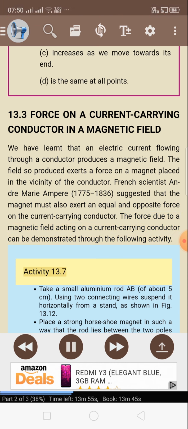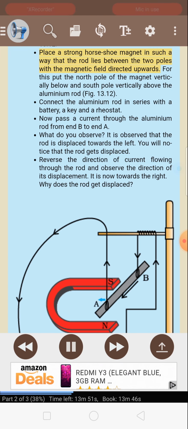Activity 13.7. Take a small aluminium rod AB of about 5 centimeters. Using two connecting wires, suspend it horizontally from a stand, as shown in Figure 13.12. Place a strong horseshoe magnet in such a way that the rod lies between the two poles with the magnetic field directed upwards. For this, put the north pole of the magnet vertically below and the south pole vertically above the aluminium rod. Connect the aluminium rod in series with a battery, a key and a rheostat.